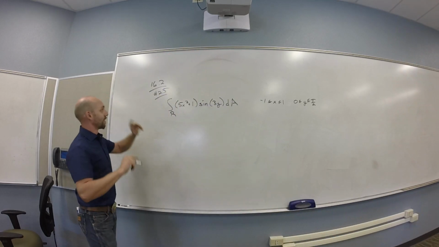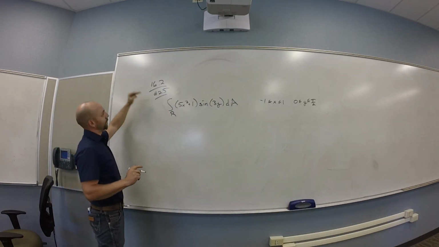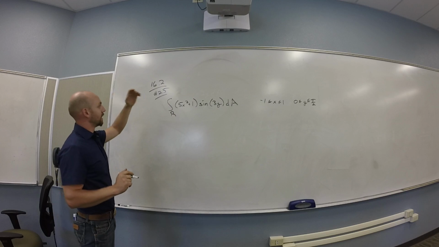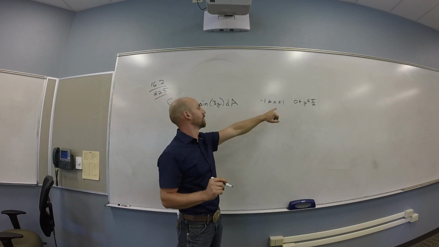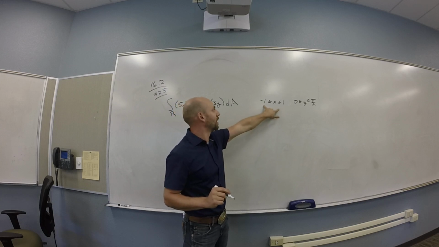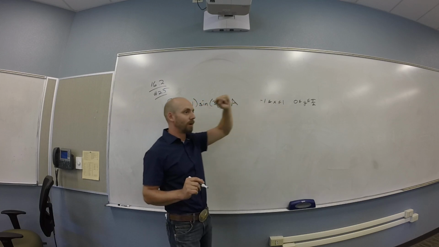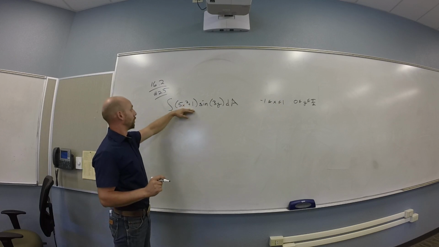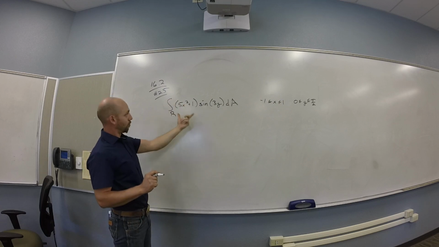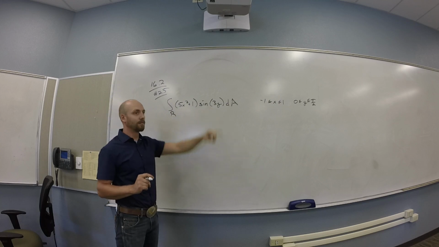Okay, so I want to do number 25 in 16.2, which says I should integrate over the rectangle, and they give me some rectangle stuff. So x's are between -1 and 1, and y's are between 0 and pi over 2. And I'm supposed to integrate the function (5x squared plus 1) times sine of 3y.